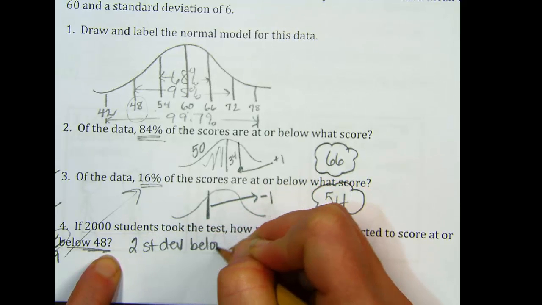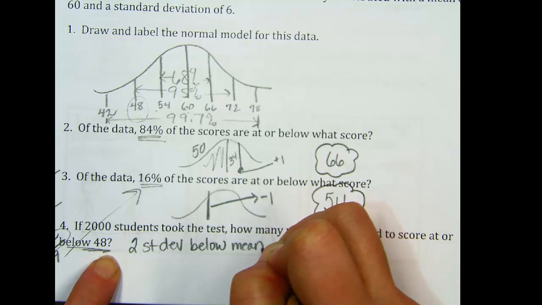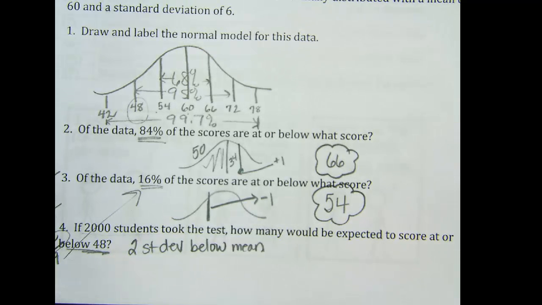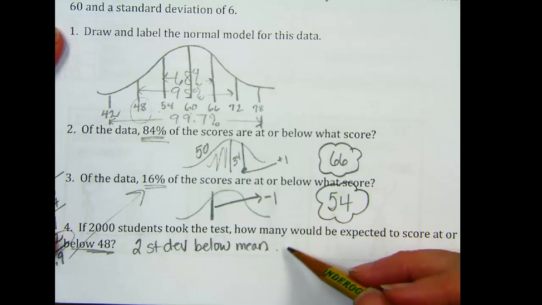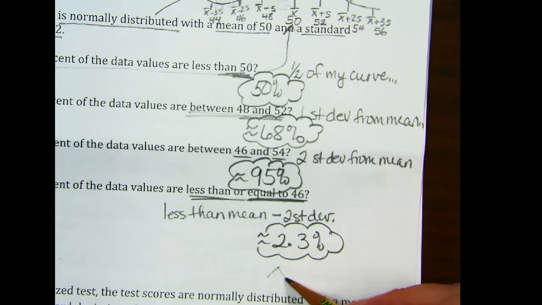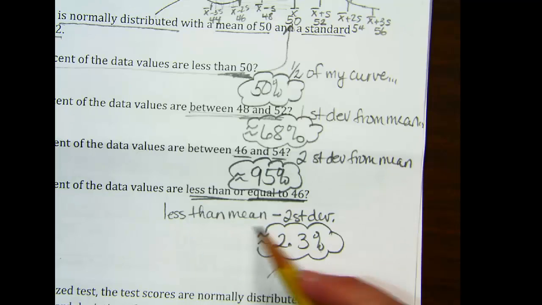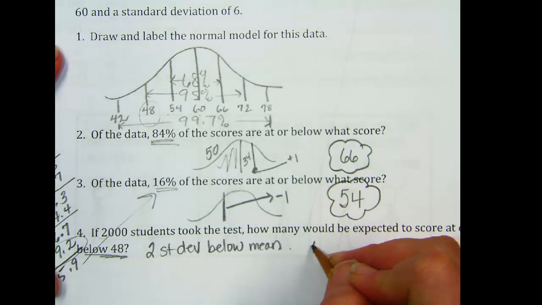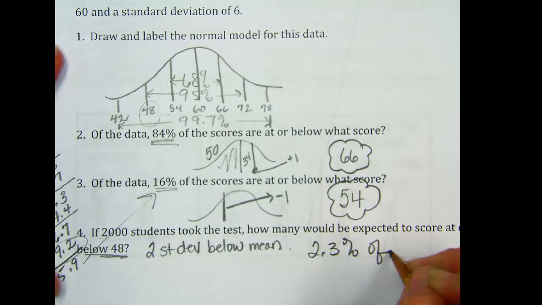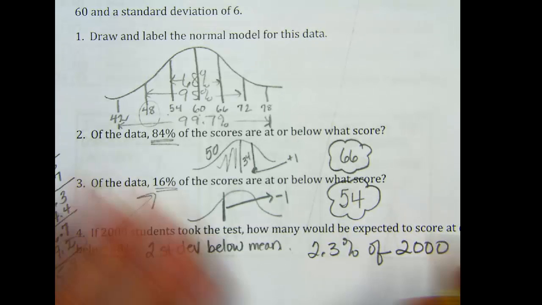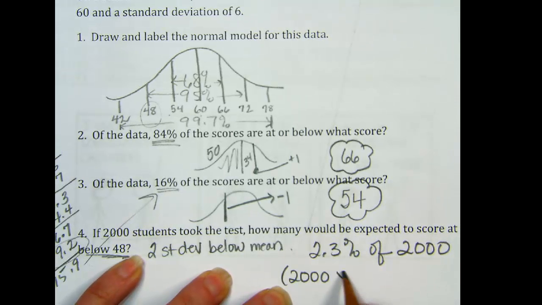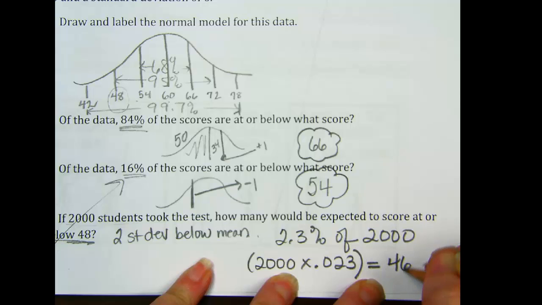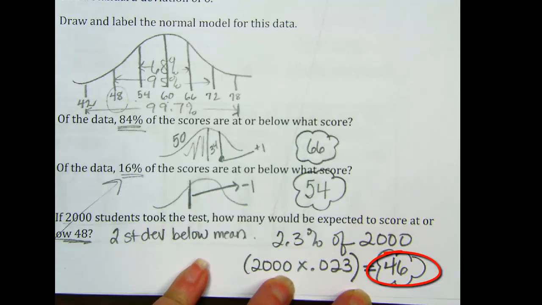The last question, if 2,000 students took the test, how many would we expect to score at or below 48? Well, 48 on my picture is 2 standard deviations below the mean. Go back to your Regents reference sheet, or the earlier question that told us that 2.3% of my values on my normal curve are at or below 2 standard deviations below the mean. So you're just going to find 2.3% of 2,000, which takes you back to middle school percentages. So 2,000 times 0.023 is 46. You expect 46 students to score at or below a 48.